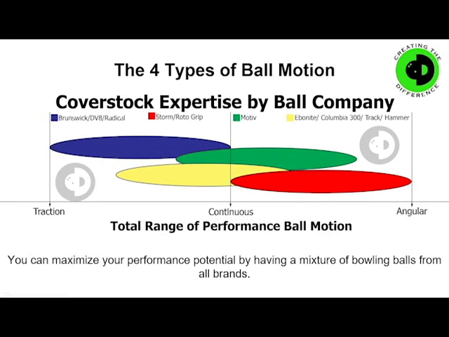And we've kind of put these cover stocks relative to the motions that the bowling ball companies are best at making. So as an example, Brunswick, Radical Deviate, their cover stocks are best suited for the traction to continuous type of ball motion. Conversely, Storm, Rotogrip, their ball motion is best described as continuous and angular for their cover stocks. Ebonite is more of the continuous, and Motive is a little bit more of the continuous slash toward the angular side.